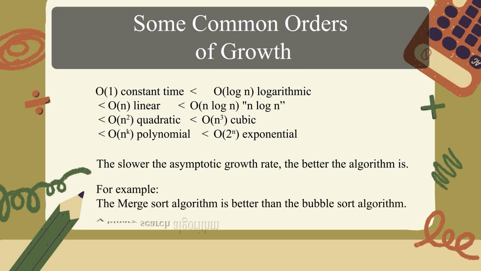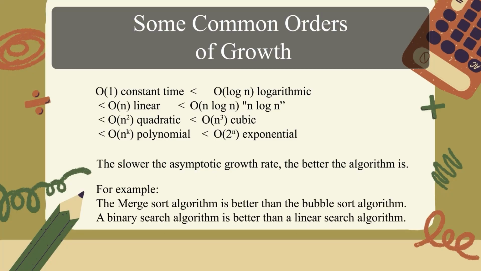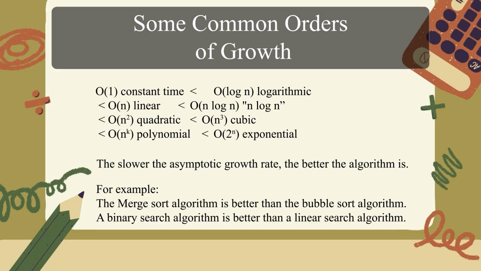And an example of situations where this can be seen is that the merge sort algorithm is better than the bubble sort algorithm, because the complexity of merge sort is n log n, whereas bubble sort has the complexity of n square. A binary search algorithm is better than a linear search algorithm, because the binary search algorithm has a complexity of order log n, whereas linear search has a complexity of order n, that is linear.